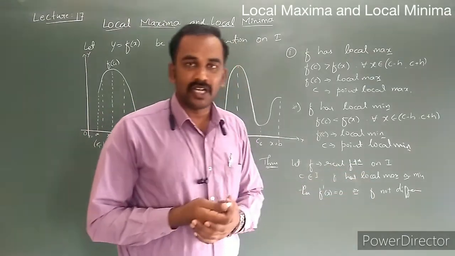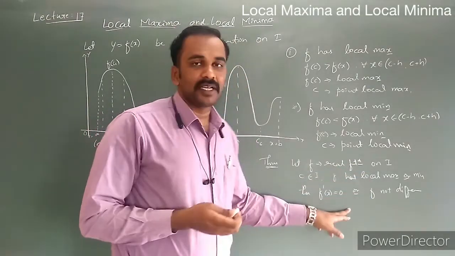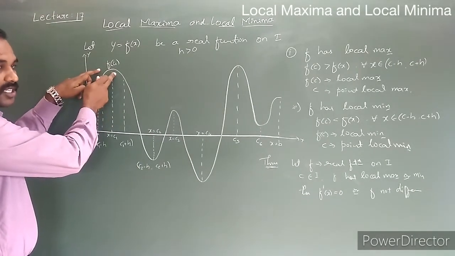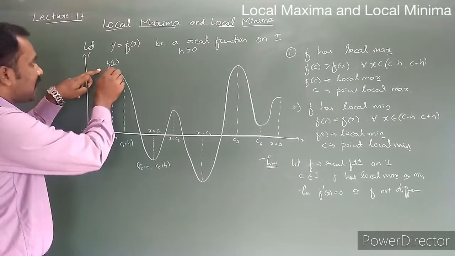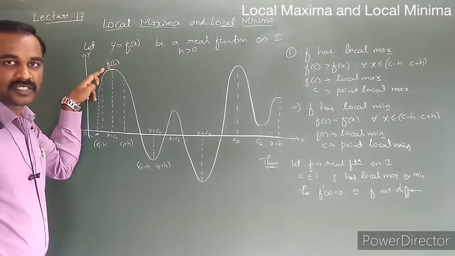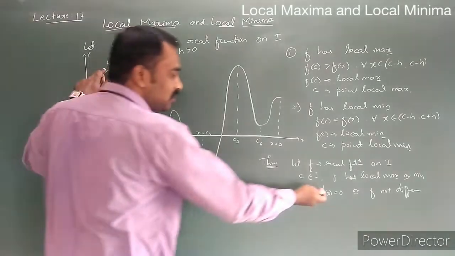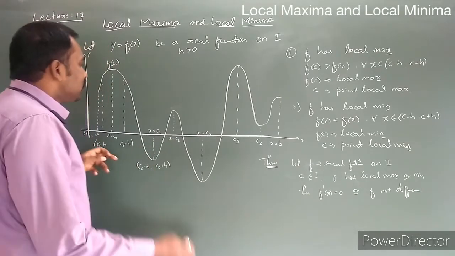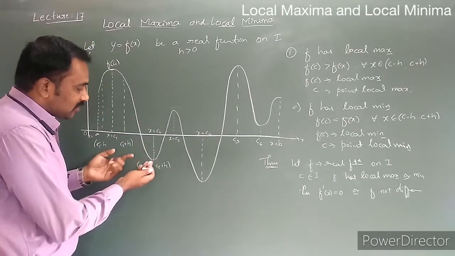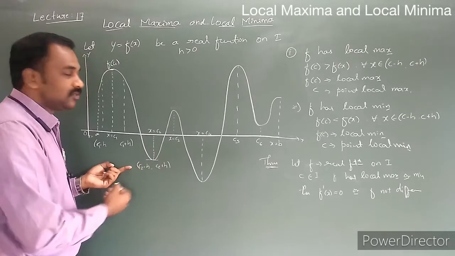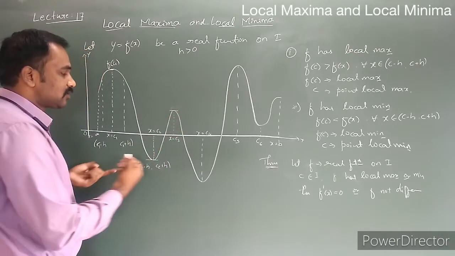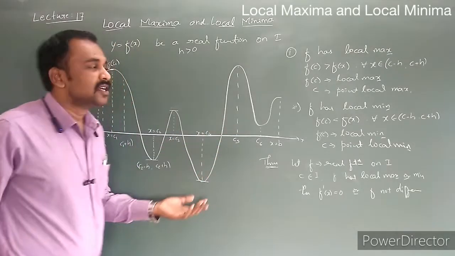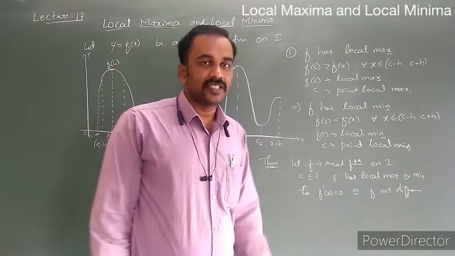Suppose it has a local maxima, then f dash of x is equal to 0. F dash of x is equal to 0 means the slope of the tangent is 0. Or else, at a local minima, the slope of the tangent is 0. At all these local maxima or minima, the slope of the tangent is 0.